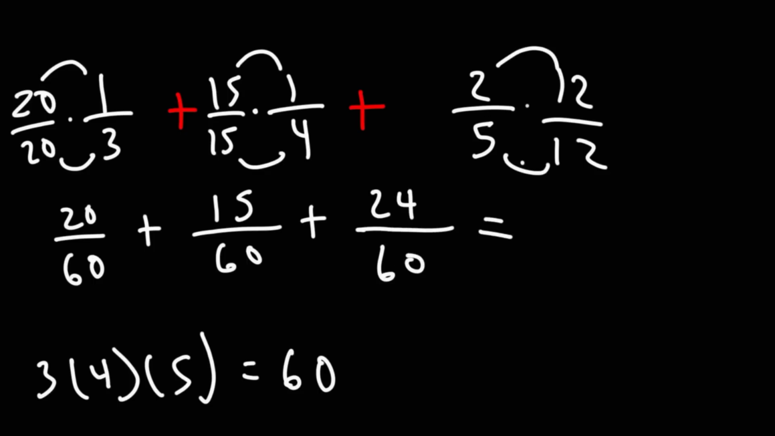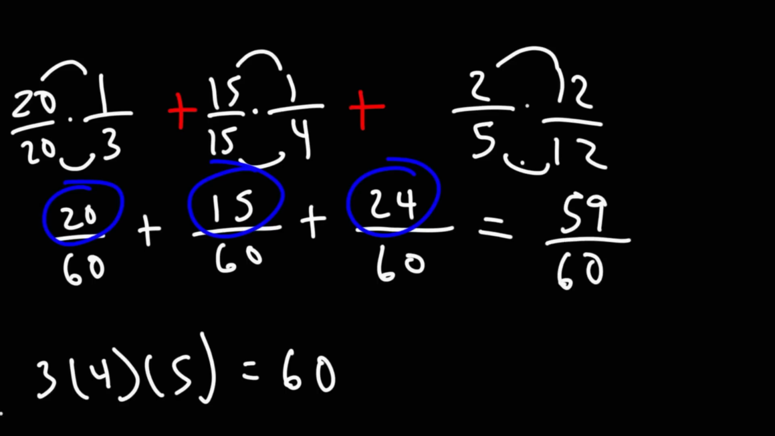So notice that I have a common denominator of 60 in this example, which means I can now add the numerators of the three fractions. So 20 plus 15, that's 35. 35 plus 24 is 59. So the final answer is going to be 59 over 60. And we can't reduce this fraction. So that's a quick and simple way of how you can add three fractions with different denominators.